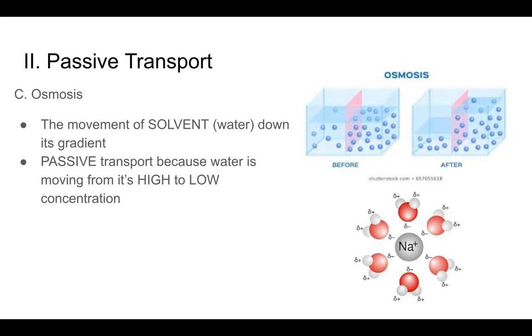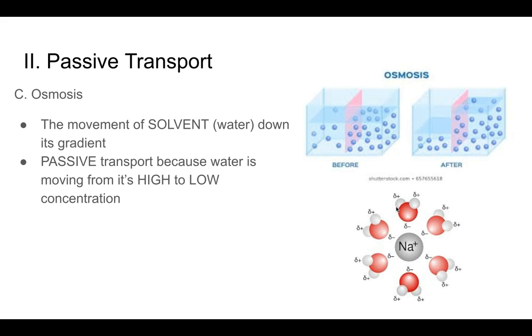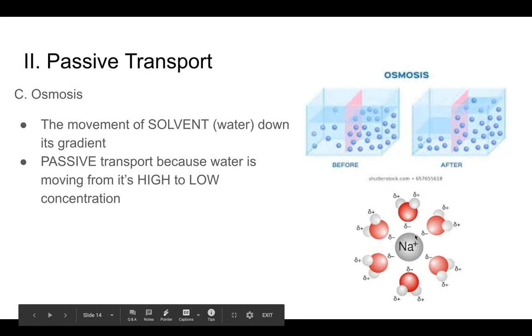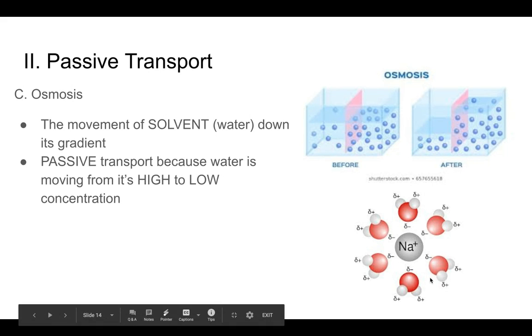This is still passive transport because water moves from high to low water concentrations. And really the reality is it's all about the movement of something called free water. So anytime that you have a solution with solutes in it, so these little blue dots, every single one of those solutes is attracted, as long as it is polar or has some kind of charge, it's attracted to water.